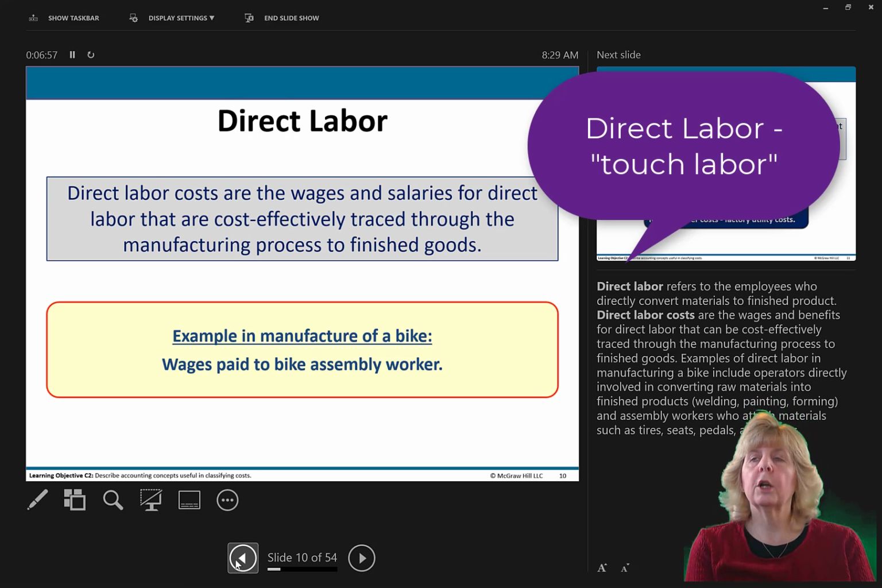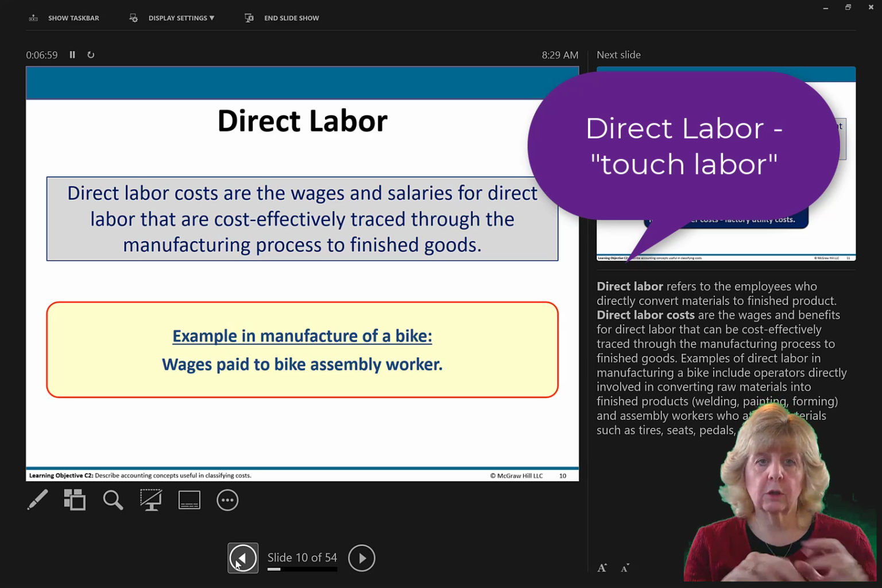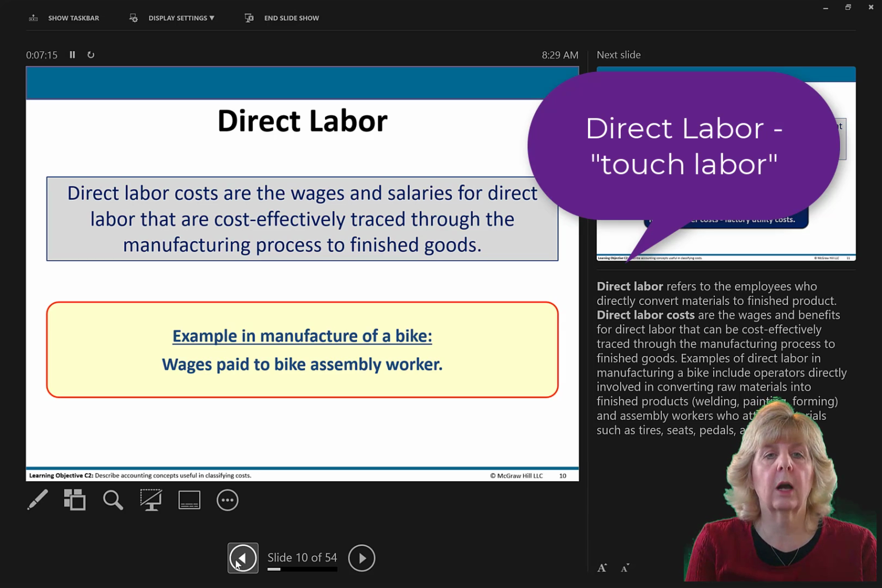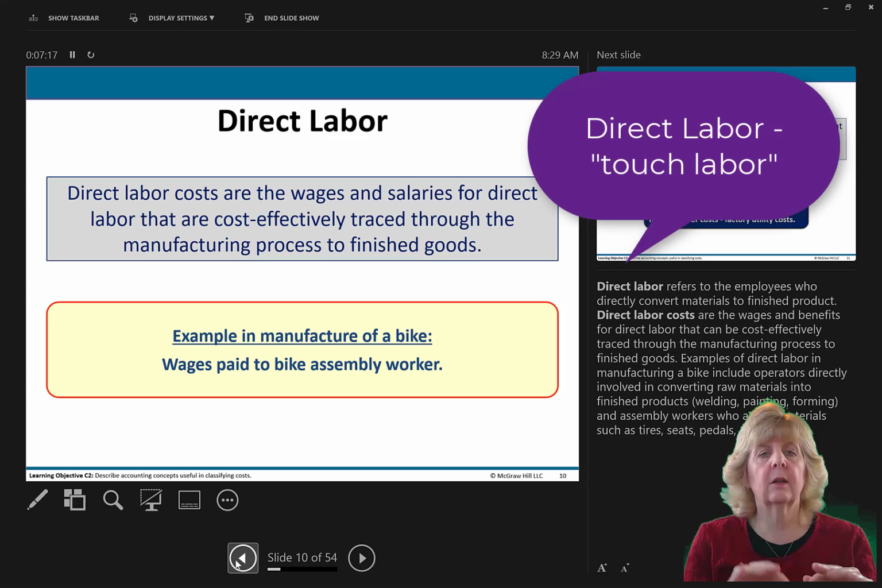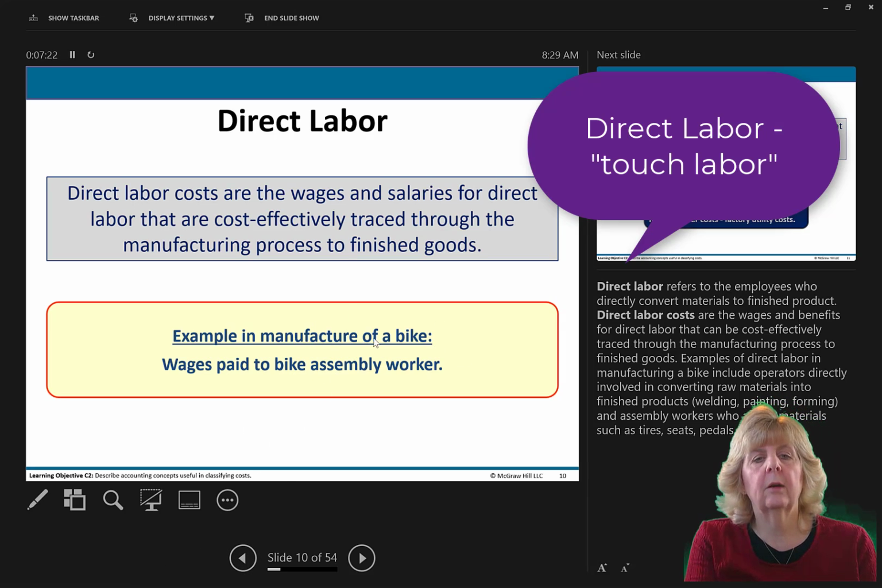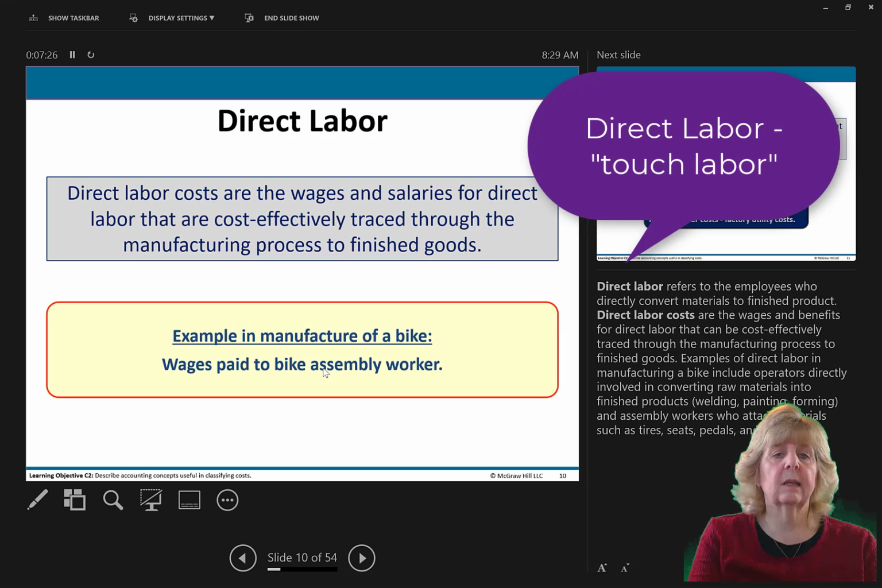Direct labor. I want you to think of this as touch labor or dirty hand labor. If a laborer is on the lines, on the manufacturing assembly line, getting his or her hands dirty, creating the goods, that is considered a direct labor cost. You can actually see them working on the line creating the product. And again, an example of that would be a bike manufacturer, any type of product where you have assembly line workers doing the manufacturing.